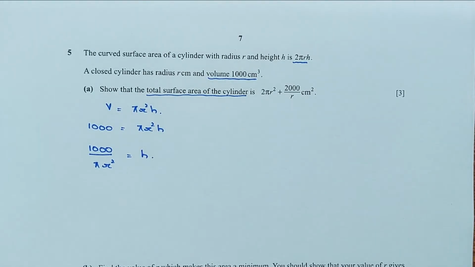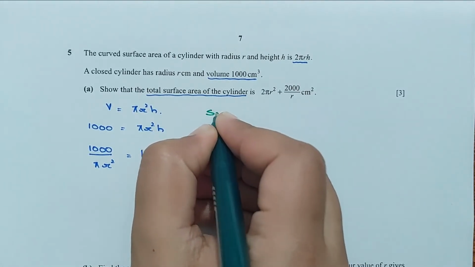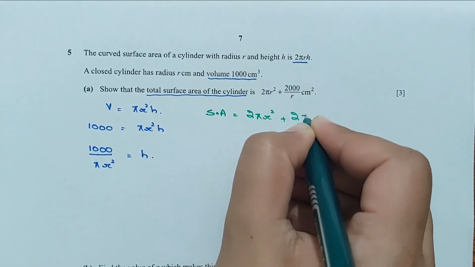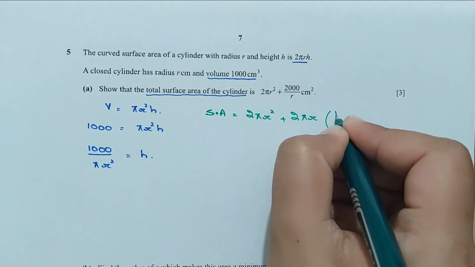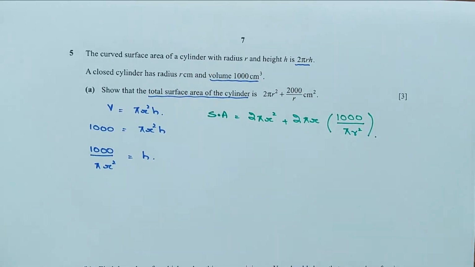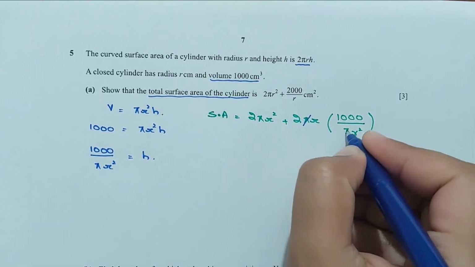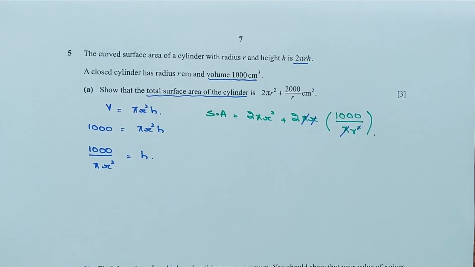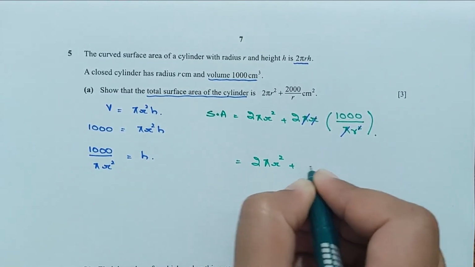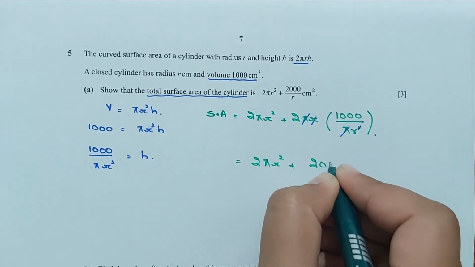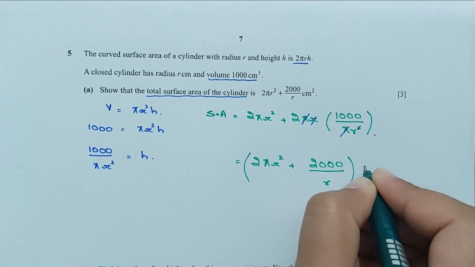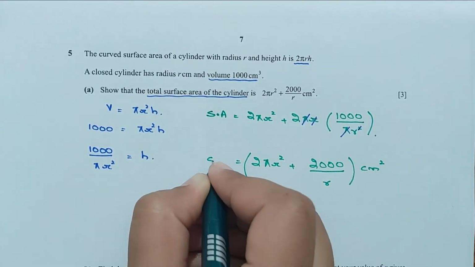Now let me find the total surface area of a cylinder. The total surface area is equal to 2 pi r square plus 2 pi r h. H is 1000 over pi r square, right? So cancel the pi with pi, r with this r. So we are left with 2 pi r square plus 2 times 1000, which is 2000 over r centimeter square. This is the total surface area of a cylinder.